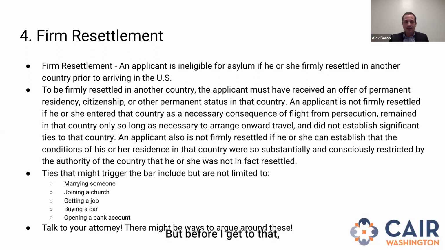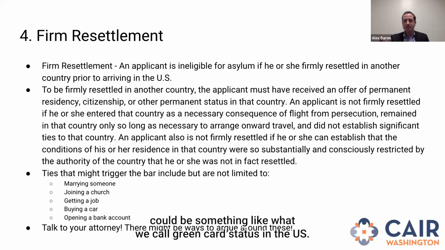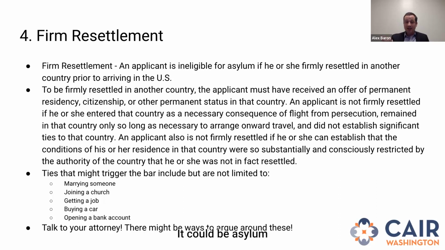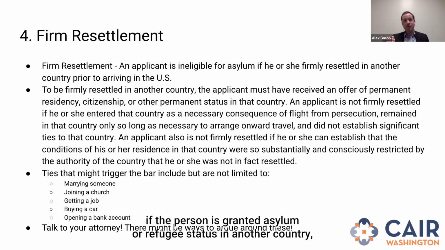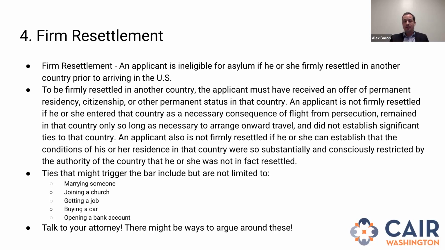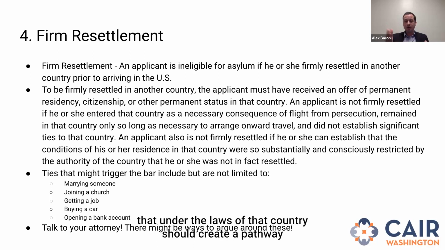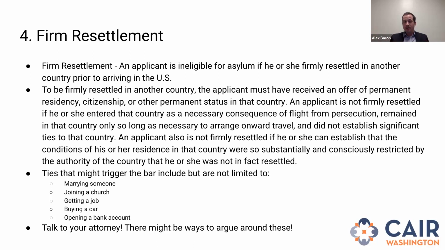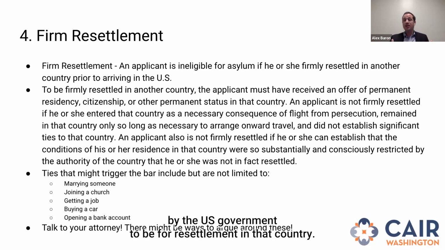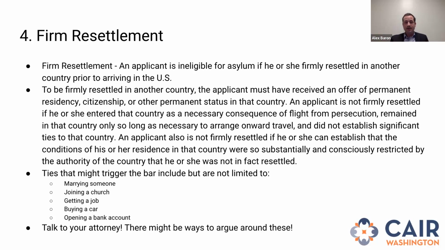But before I get to that, I just want to say that an offer of permanent residence could be something like what we call green card status in the US. It could be asylum if the person is granted asylum or refugee status in another country. Or if the person is granted some type of temporary status that under the laws of that country should create a pathway to citizenship or residence, that could be argued by the US government to be firm resettlement in that country. If no offer was made, then the person should not be barred and the case should proceed.